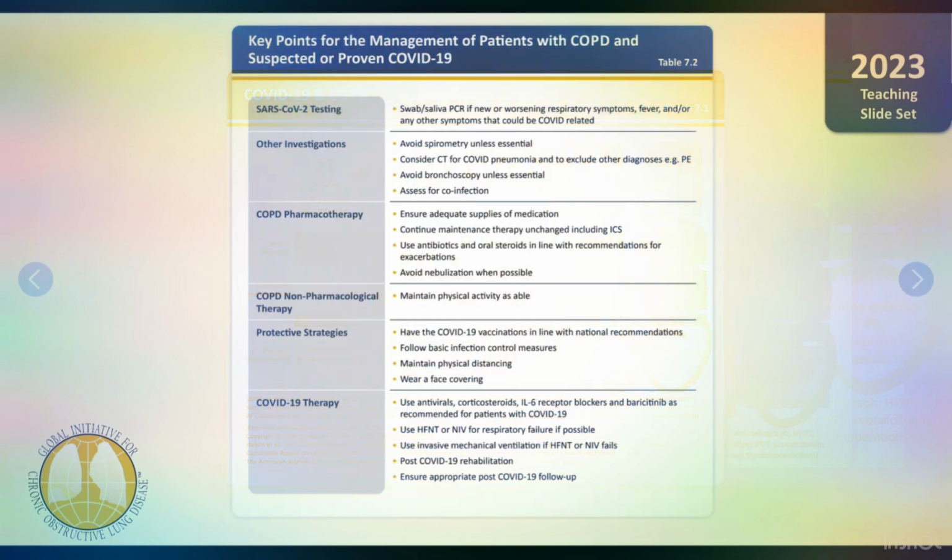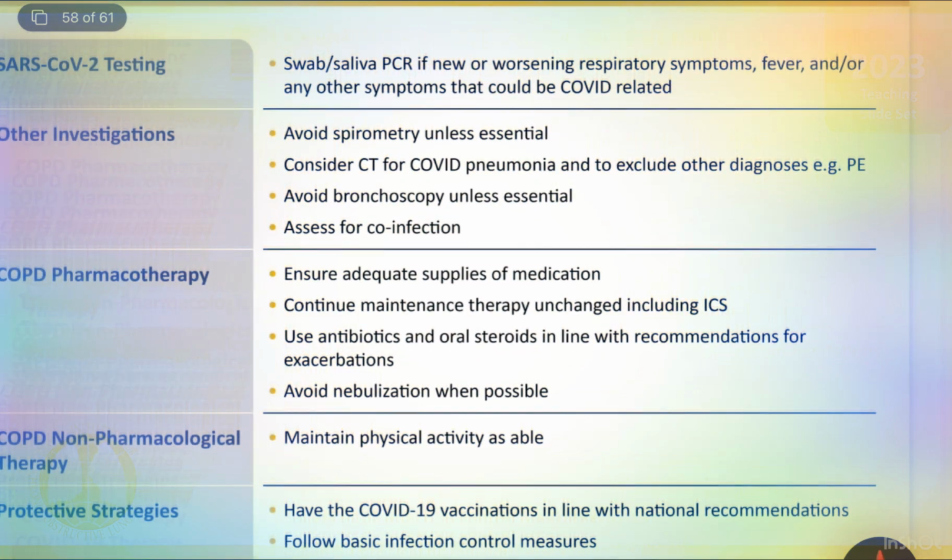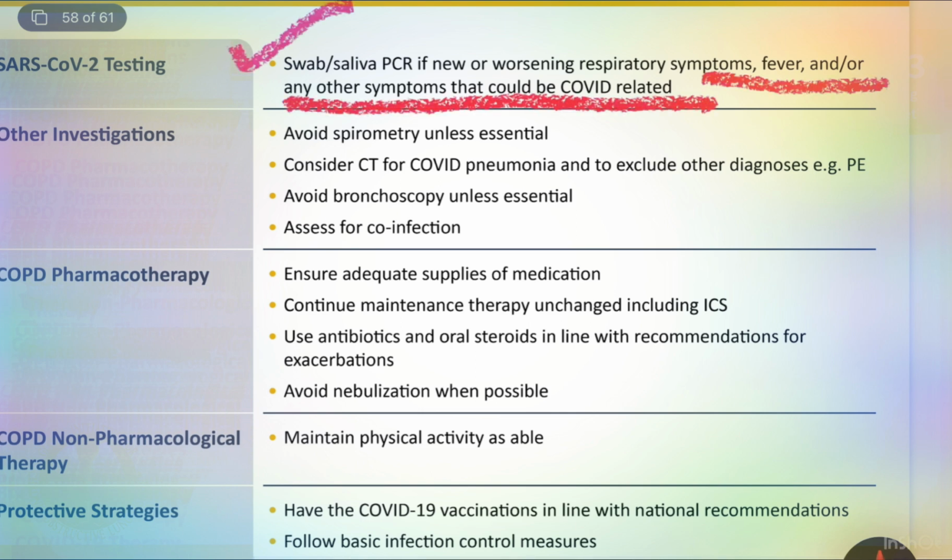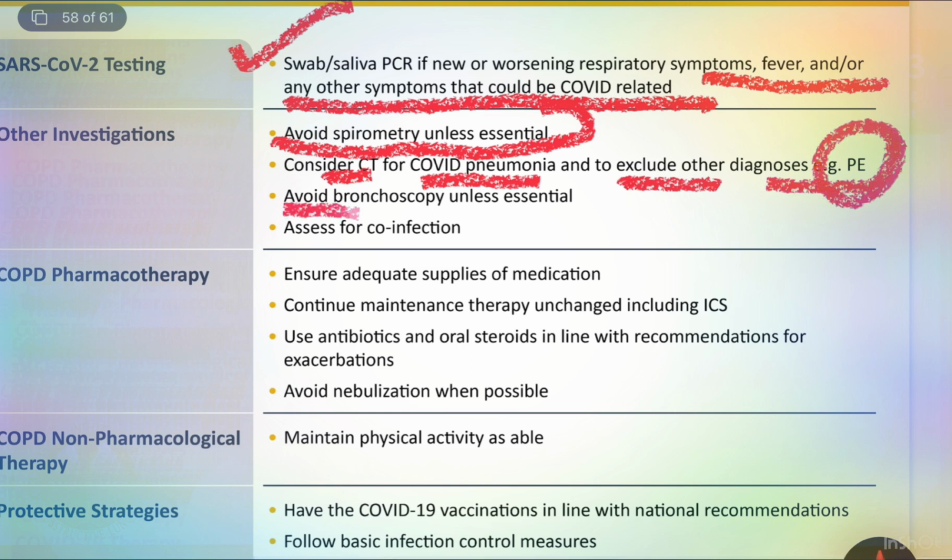After that, they are telling the key points for management of patients with suspected or proven COVID-19. They are telling swab, saliva, PCR. If new or worsening respiratory symptoms are there, or fever, or any other symptom that can be related to COVID-19, then we should do COVID-19 testing. For other investigations, they are telling avoid spirometry unless it is essential. Consider CT for COVID pneumonia to exclude other diagnoses like pulmonary embolism. Avoid bronchoscopy unless essential. Assess for co-infection.